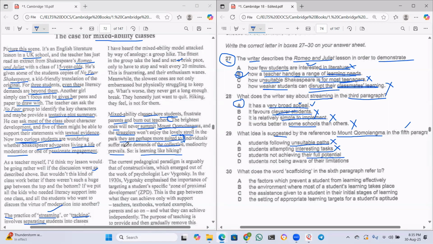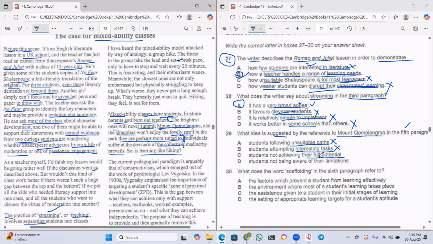So, individuals suffer at the demands of the collective. Collective means in a group. Okay, when you are in a group, individuals will suffer. Why? Because we have to behave as per the need of the group, right? So when you are in a group, when you are going for trekking or when you are outside, you cannot go individually. You have to behave, and give importance to the group. Okay. So students are suffering here.